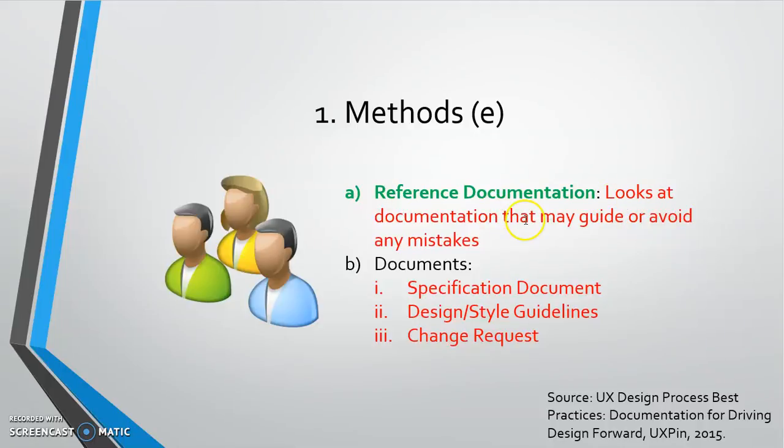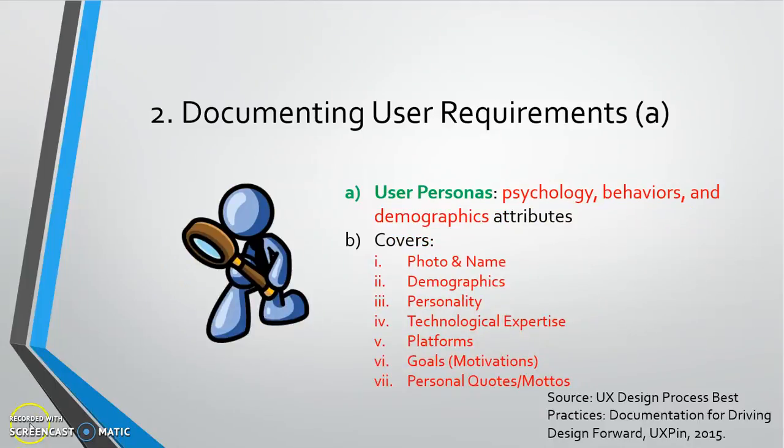Look at documentation that may guide you or avoid mistakes. Simply, you can look at specification documentation, design or style guideline or change requests from previous product. When you have obtained all these requirements, you should document them. In this topic, we should look at three major methods to document the user requirement.